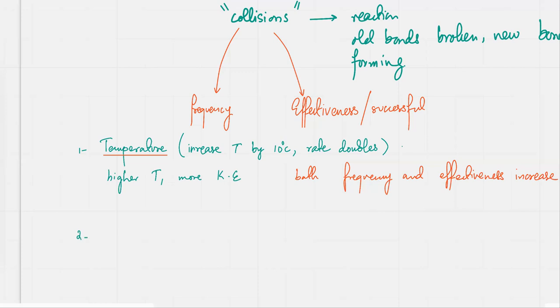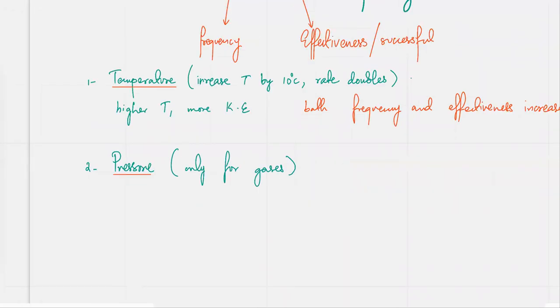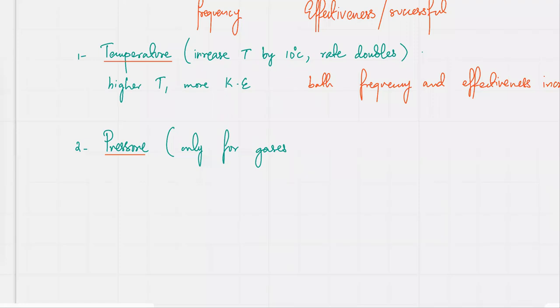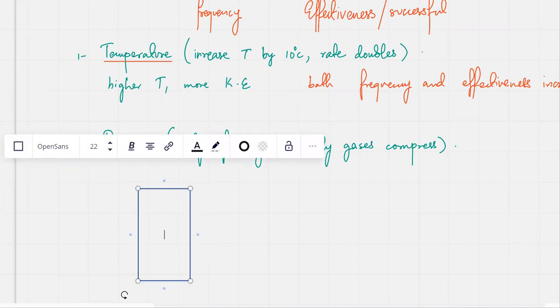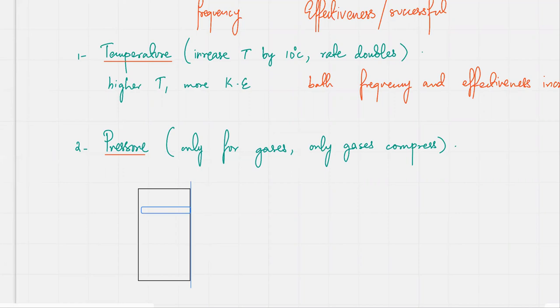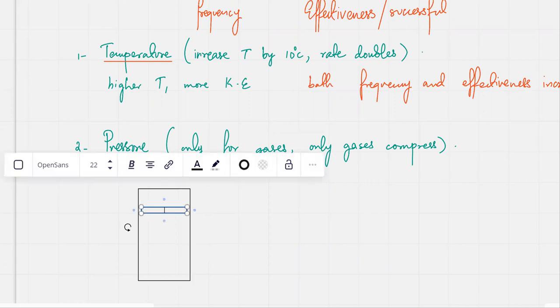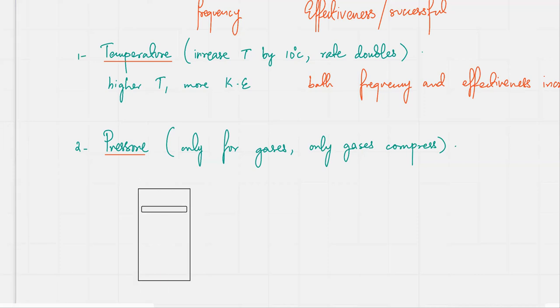The second one is pressure. Remember that pressure is only a factor for gases. Gases are the only things that are compressible. So only gases compress. If you've got a container, and that container has a bunch of gas molecules, I'm trying to compress it.